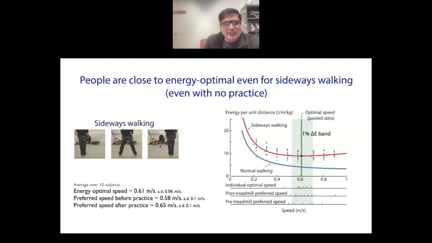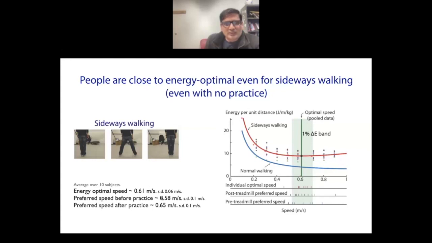And we had people walking sideways. Our subjects, of which there were about 10, were not habitual sideways walkers. So this was at least a rare task for them to do, a slightly unfamiliar task. And we asked people to walk sideways at whatever speed they wanted.